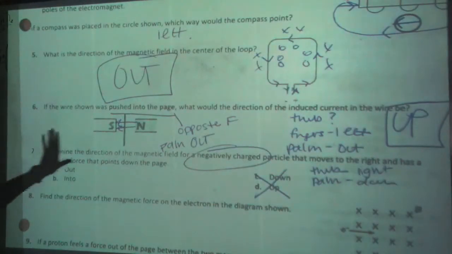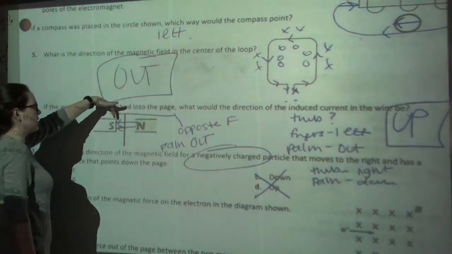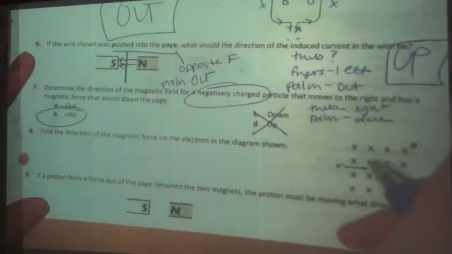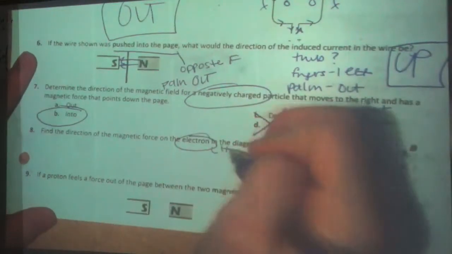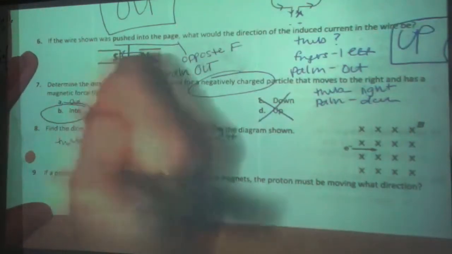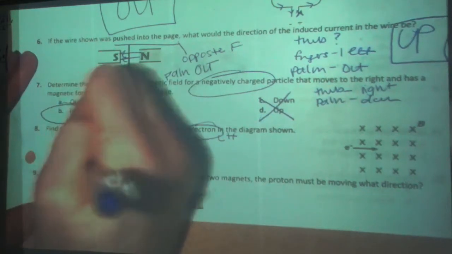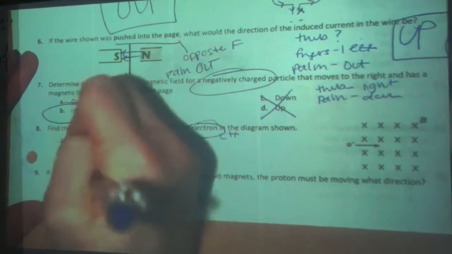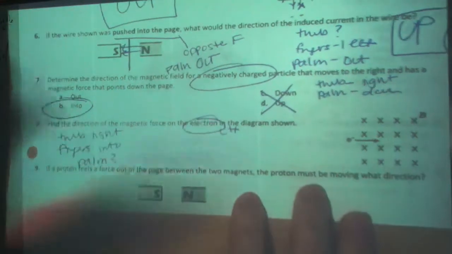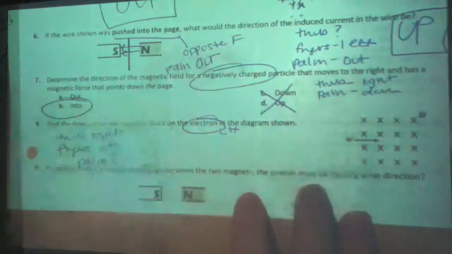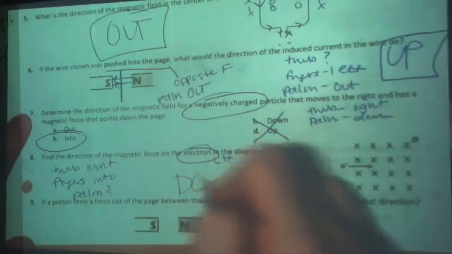So thumb to the right, palm down, that means my fingers are pointing into the page. So your answer is into the page. Number 8, we're trying to find the direction of the magnetic force on the electron, so again, use left hand. Here my thumb is going to the right, and my fingers are pointing into the page, and we're looking for what our palm is doing. So fingers in, thumb to the right, that leaves my palm facing down the page, like this. So, down.